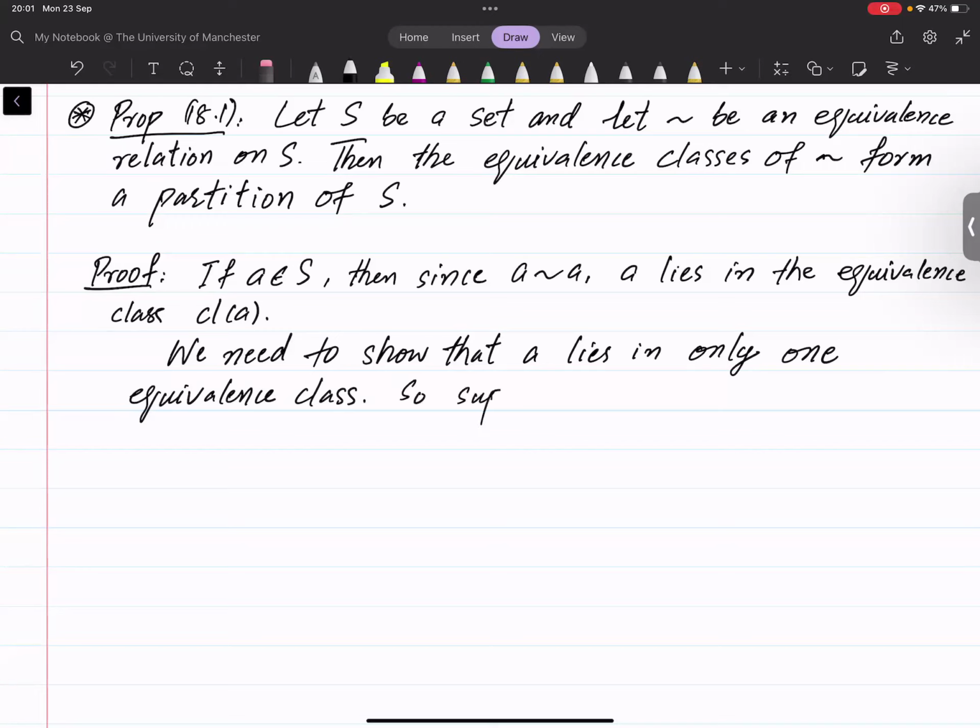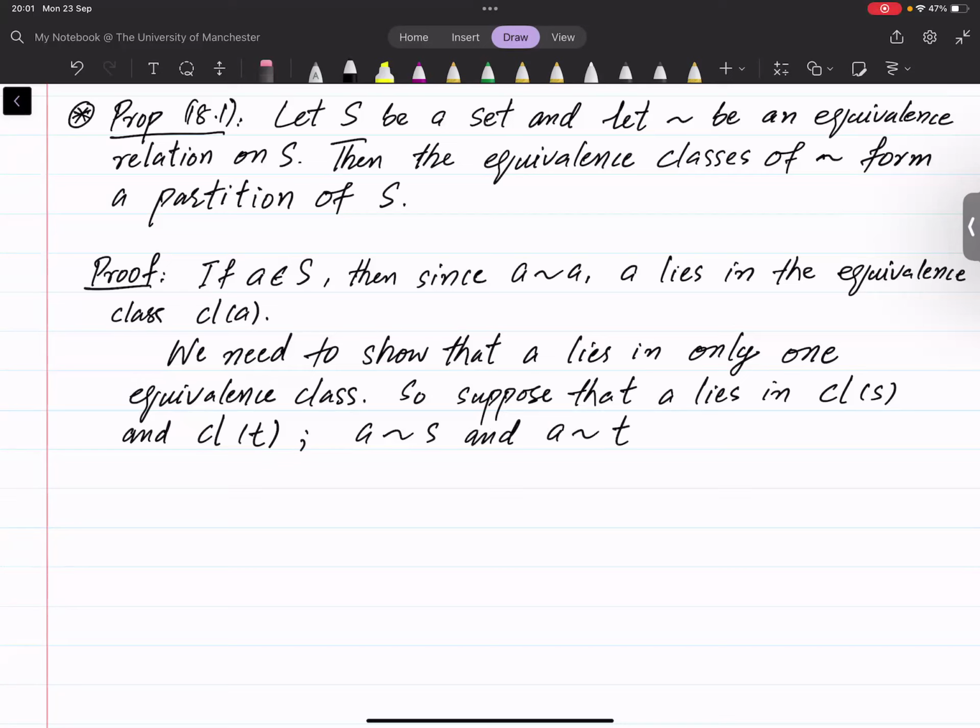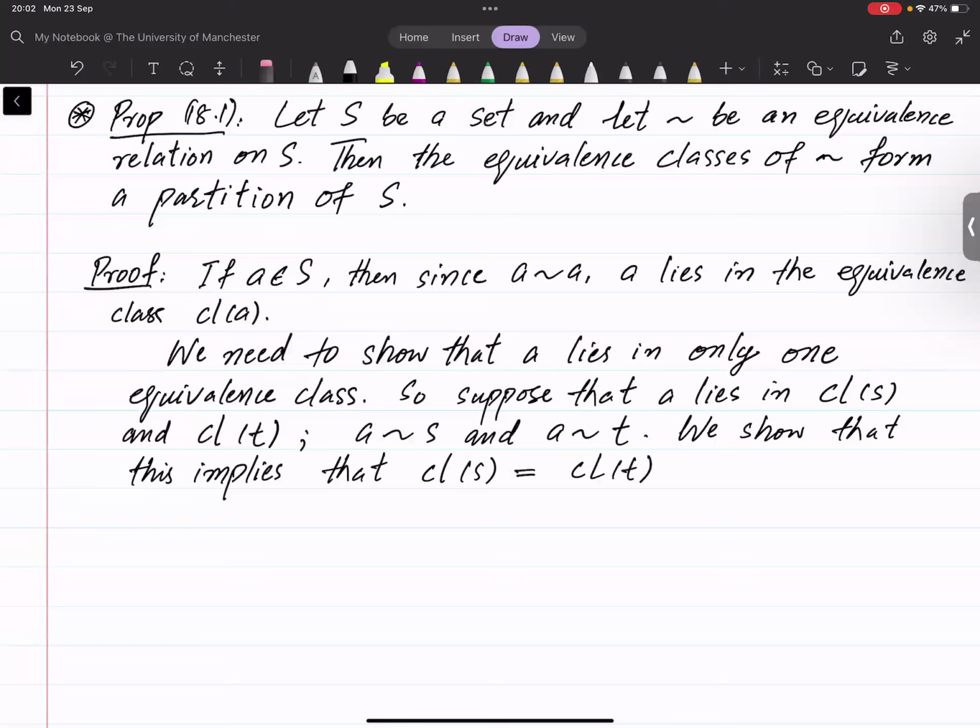So suppose that A lies in CL of S and CL of T. In other words, A is related to S and A is related to T. We show that this implies that CL of S is CL of T.